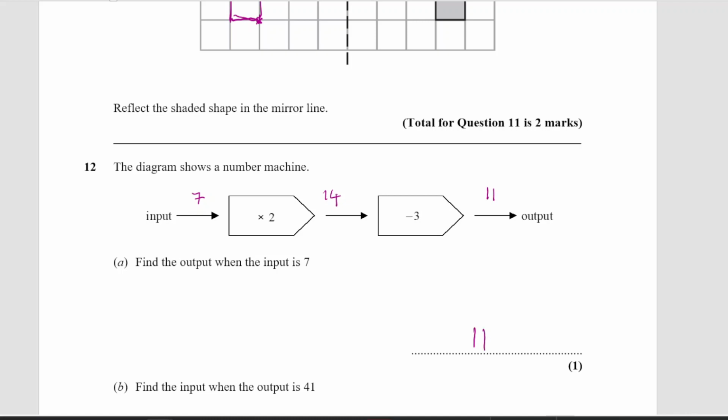Going in reverse, then, I'll change pen colour, but I'll follow the same process. So in effect, I've got 41 coming out, minus 3, so I'm going to add 3. So I've got 44 there. And then instead of timesing by 2, divide by 2: 22.